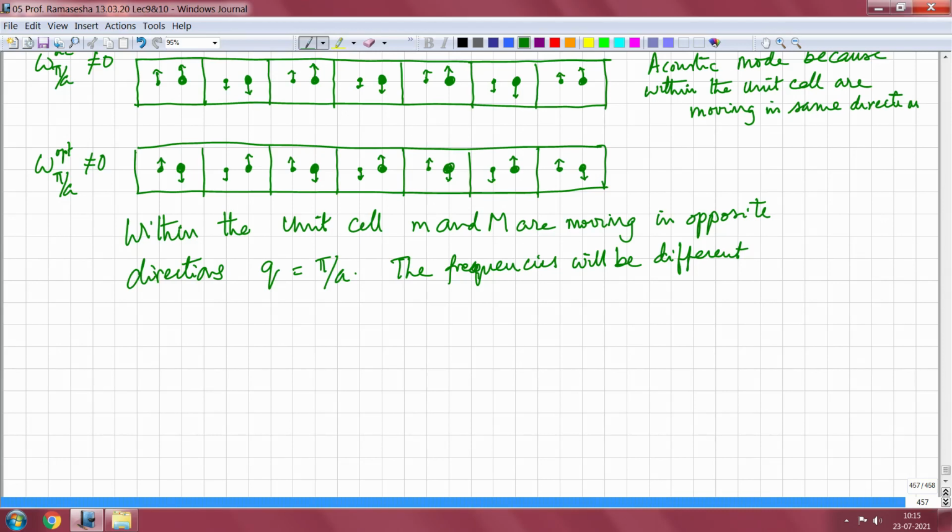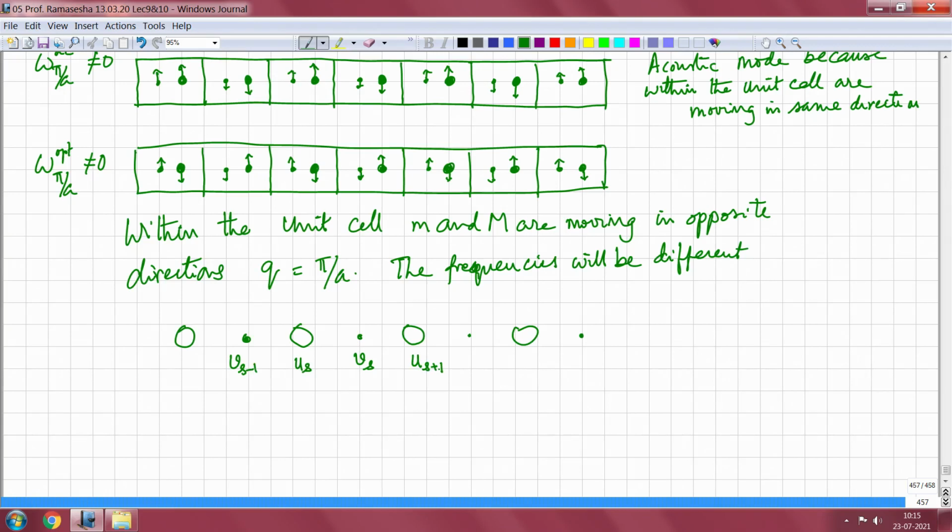For that, let me now consider this chain of atoms. The chain consists of a large atom, a small atom, a large atom, a small atom, large atom, small atom, large atom, like that. Let me call the position of the large atoms us and the position of the small atoms vs. So this will be vs minus 1 and this will be us plus 1.